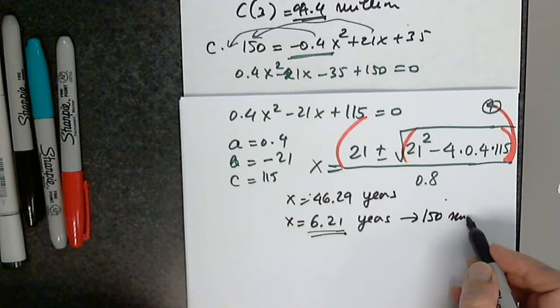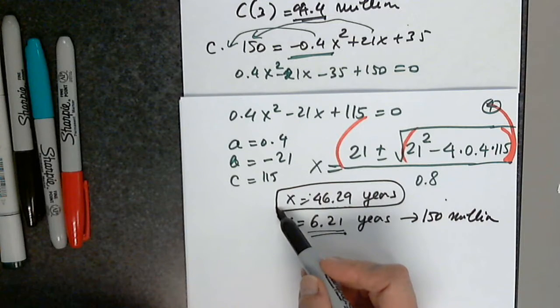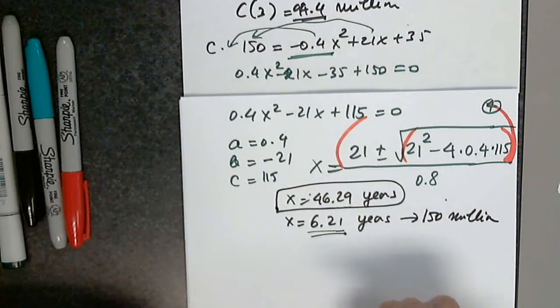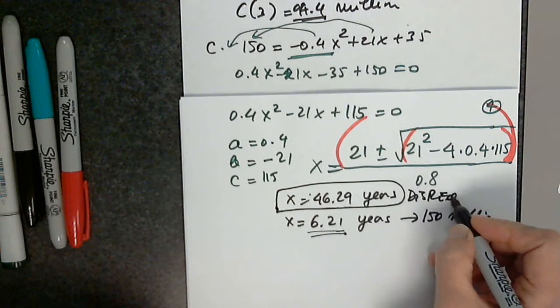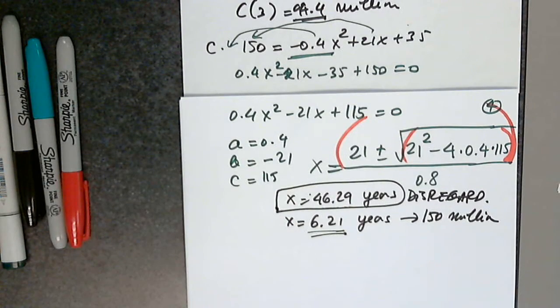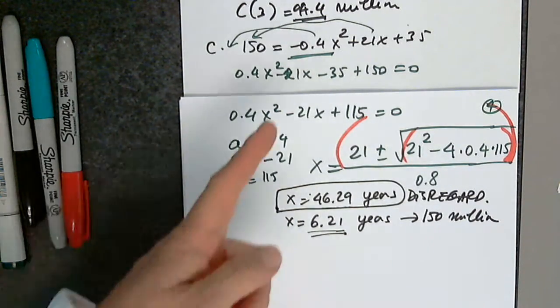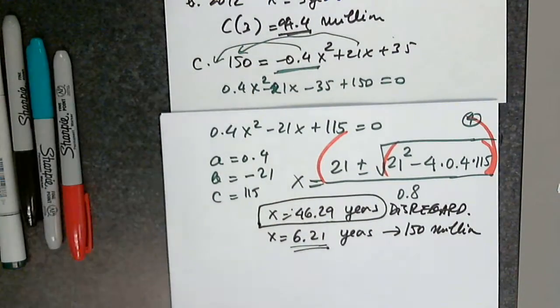Yes, 150 million. This is a correct answer, but I don't know if in 46 years from now the model will still be true. So I will disregard it, because it's too far out. It doesn't mean that it's not possible. It means that I don't know if the model is still true 46 years from 2009, because 2009 is 0.